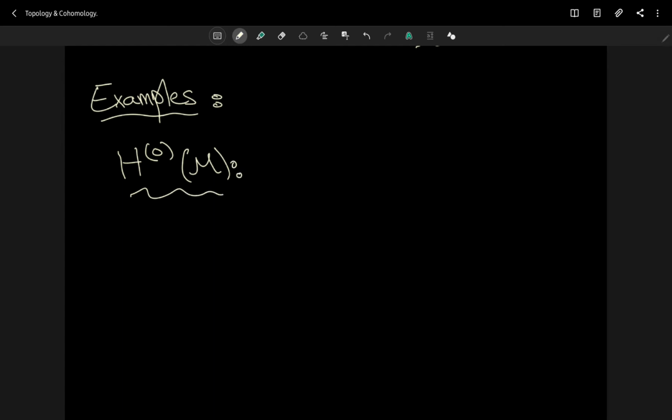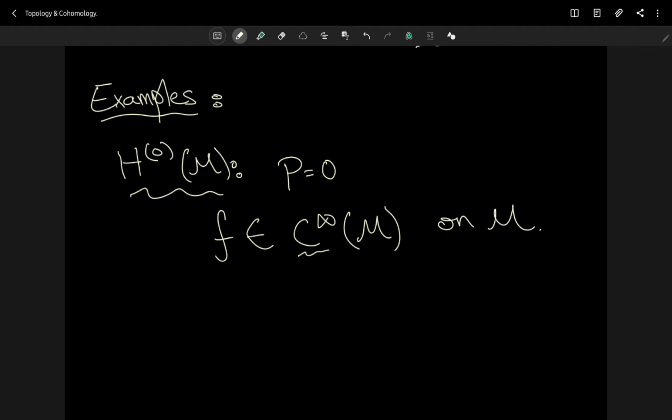In this case, we have P is 0. Then we are just talking about smooth functions. What that means is we have f, the functions, they belong to C infinity of M, where C infinity simply means that you can take as many derivatives as you would like and it won't be a discontinuous function. This thing is on M.